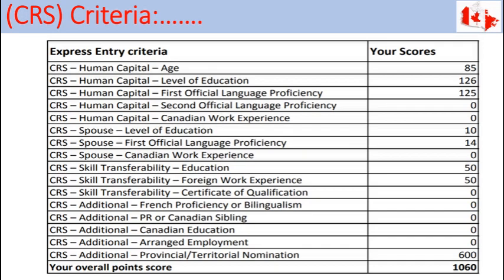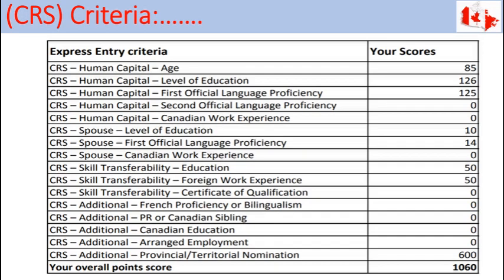And I'll take the example of a provincial nominee, 600 points. See, 1060, you get it. If you don't have this, your score will be around 440, 444. But if you get this, it jumps to 1060. So this is the process of calculating your score in Express Entry.